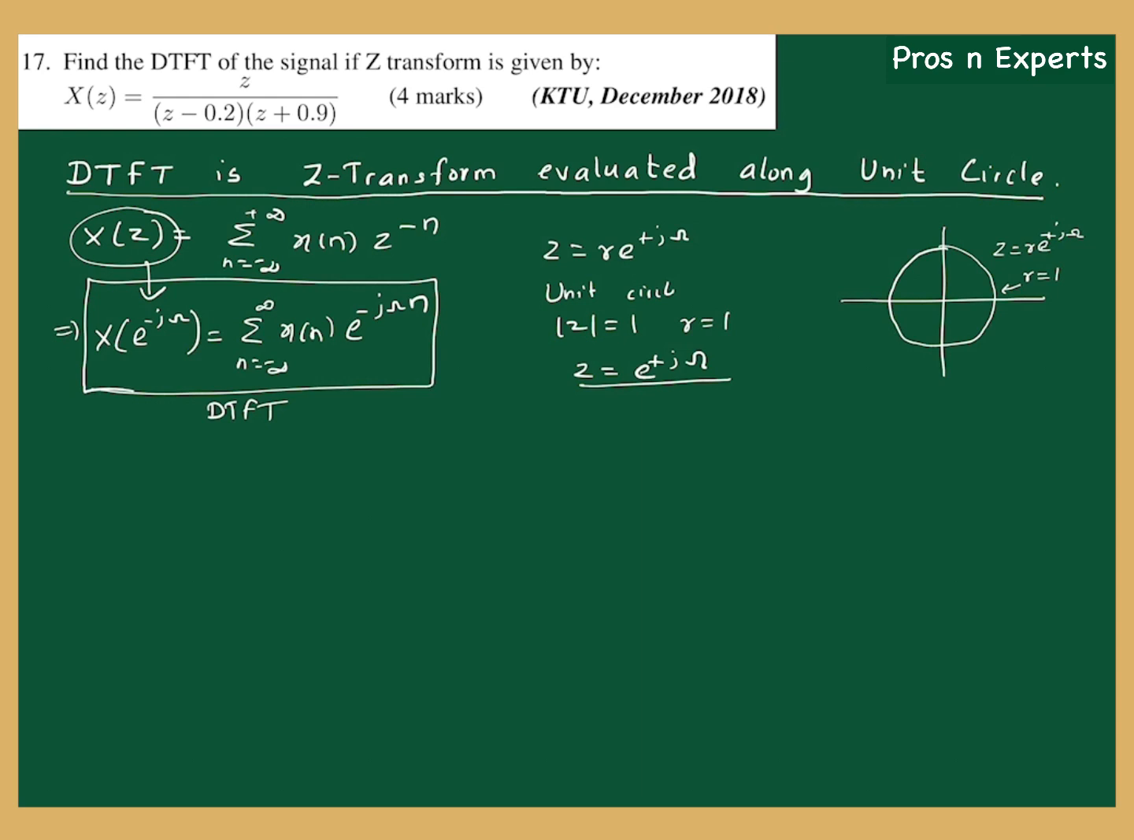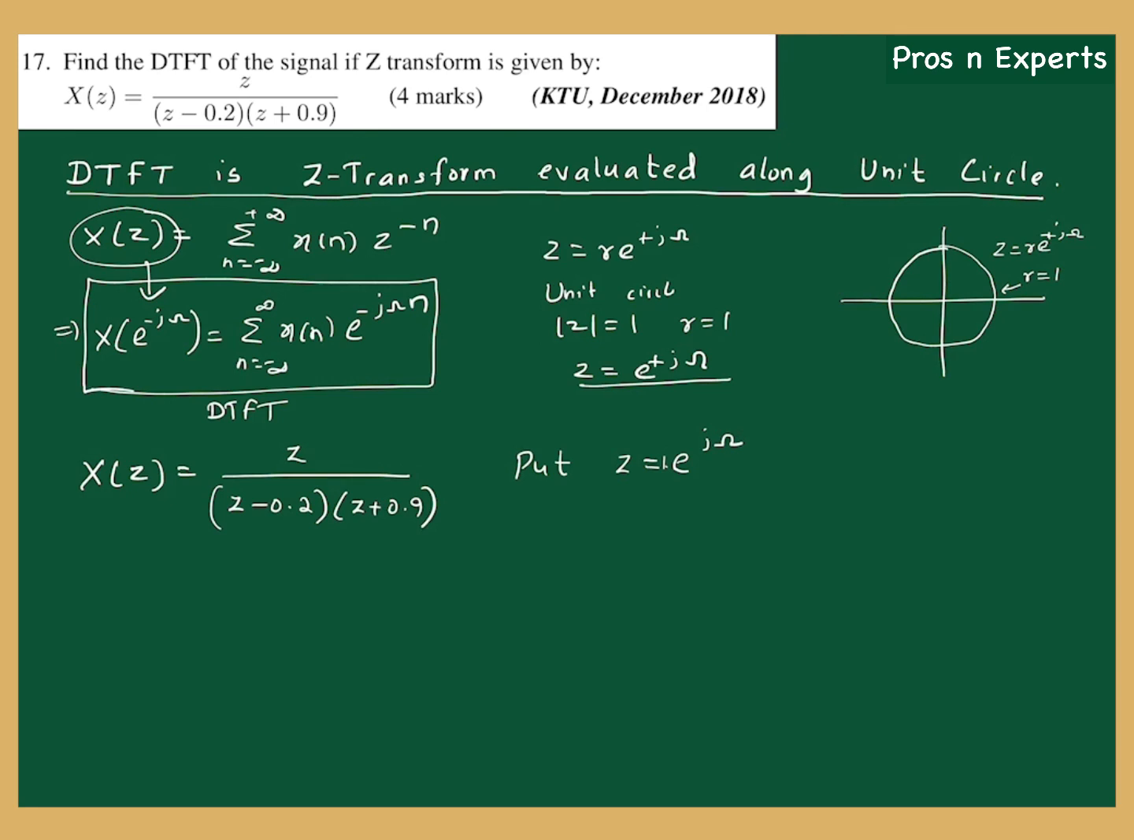Okay, so from the question, now you just listen to the question. To find DTFT from this Z transform, what you need to do is just put Z equal to e raised to j omega. So given X of Z equal to Z divided by (Z minus 0.2) into (Z plus 0.9), put Z equal to e raised to j omega, because DTFT is nothing but Z transform evaluated along the unit circle, that is, Z equal to e raised to j omega.